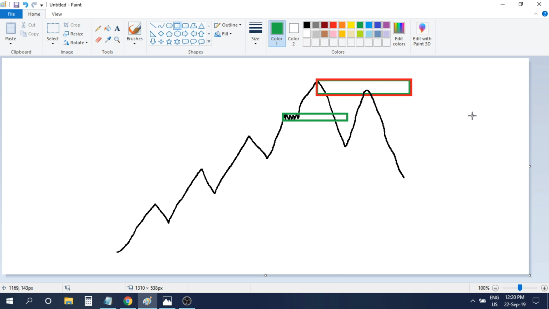Today we are going to discuss a very important piece of price action called capping of price. So what is capping of price? Let us understand with this market structure and this diagram in front of us.